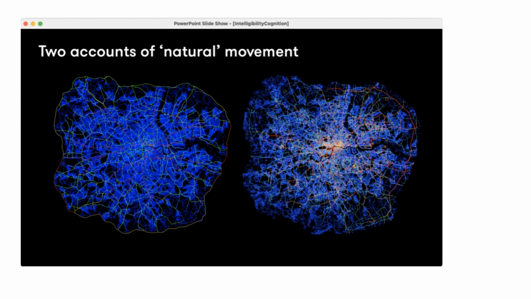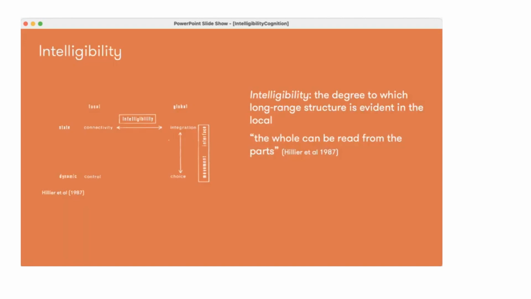But these 2 still correlate very well. So that's an interesting proposition. 2 totally different ideas, one based on a perfect map, one based on local information only, do pretty much the same thing. And they both correspond with natural movement. Why is this the case? Well, this is where intelligibility comes in. So this is the topic of the presentation, and this, I think, is the really interesting part.